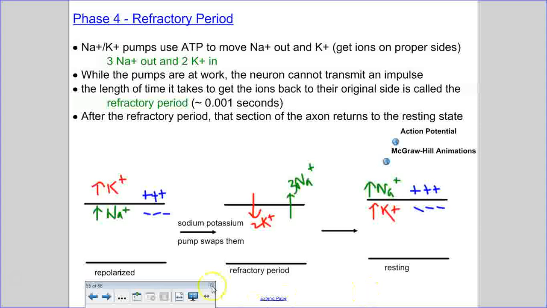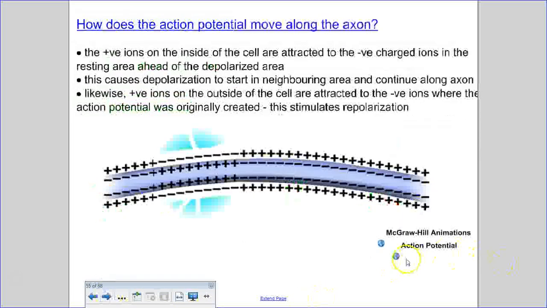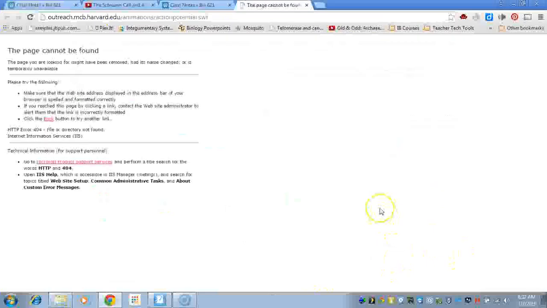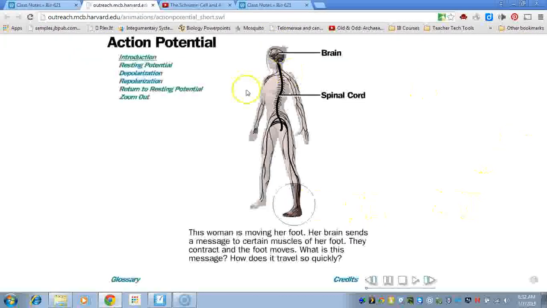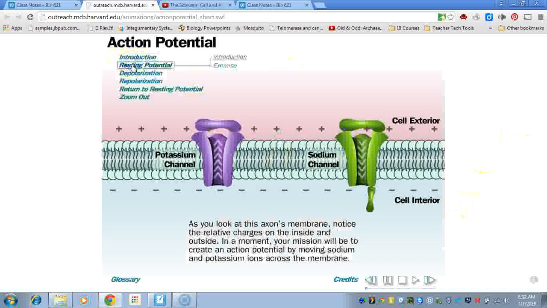So let's take a look and see what this looks like. Oops. Oh, that link doesn't work right. I'll go here. Okay. We'll take a look and see what this looks like.